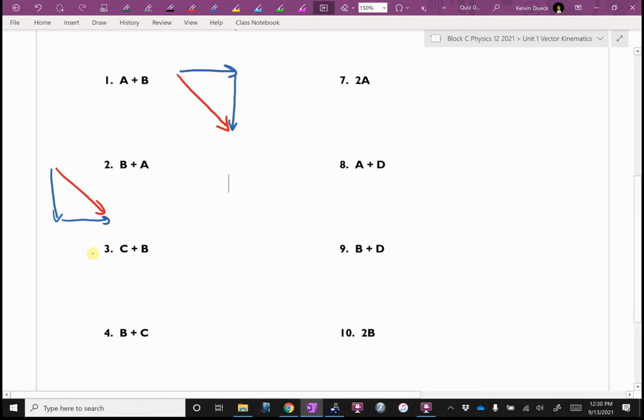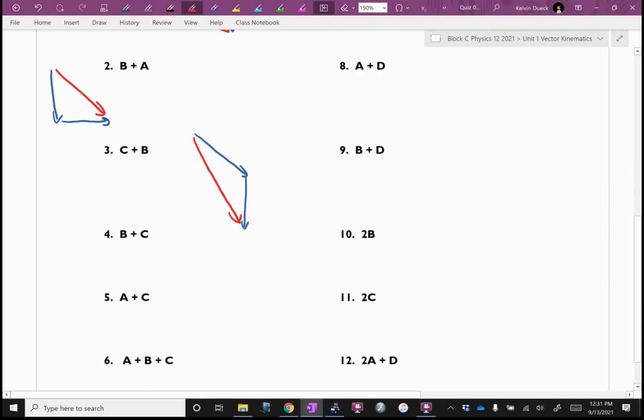Number 3 was a bit trickier. C plus B. Okay, well, oh, Mr. Duick, you forgot. You better pause your video for just a second. So I'm going to draw these tip to tail. So I said, okay, I guess vector C looks like this. Vector B looks like that. And I guess if I go tip to tail, that should be the resultant. Yes?